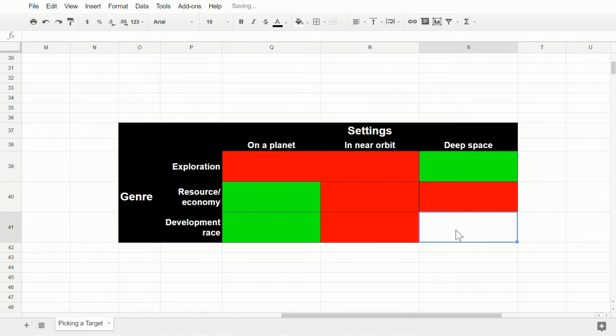And what about in deep space? What would that even look like? I think it could be kind of like a civilization game, maybe, that sort of thing, taking place on a space station or a colony ship.